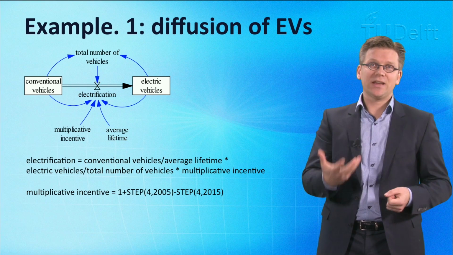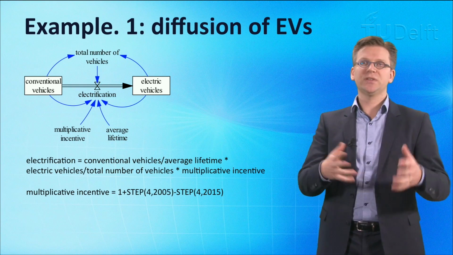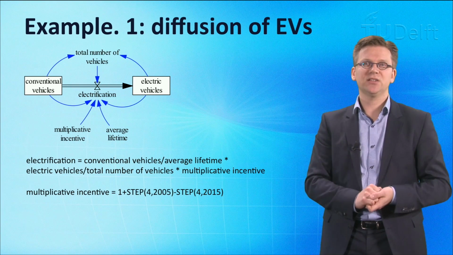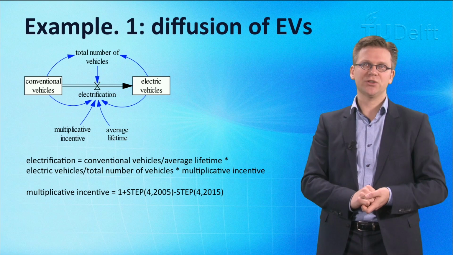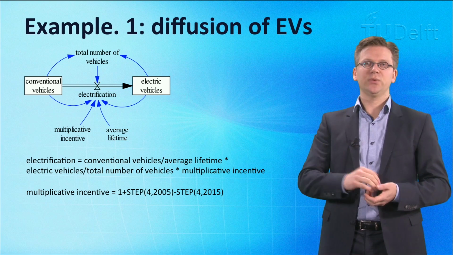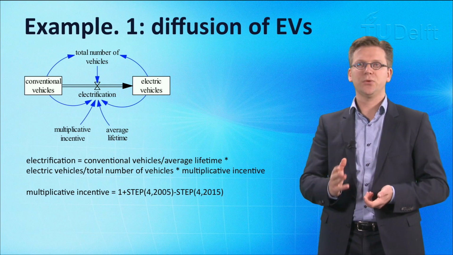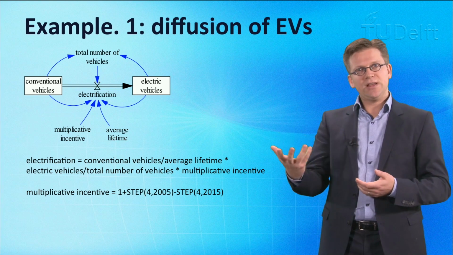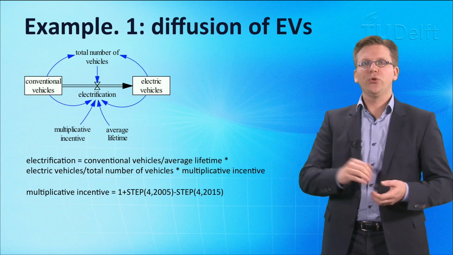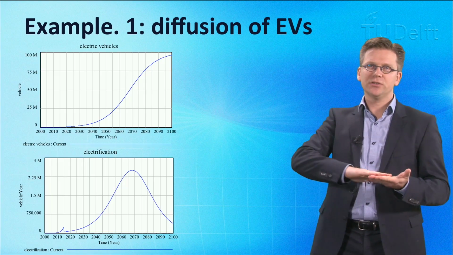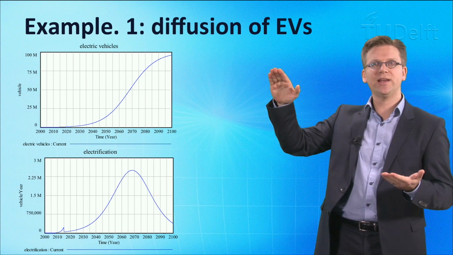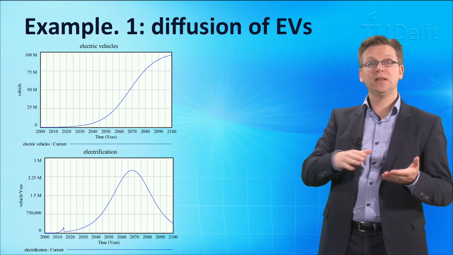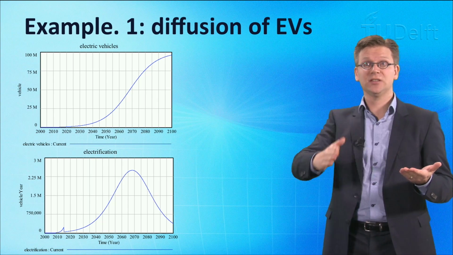Suppose that the electrification process depends on some sort of incentive. Say, this incentive makes electric vehicles 5 times more attractive than without this incentive between 2005 and 2015. Simulating this very simplistic model, we obtain the S-shaped growth of the stock of electrical vehicles following the electrification process displayed below.